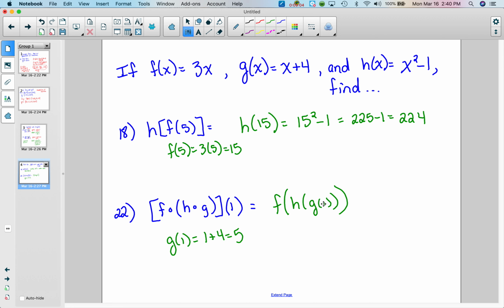So now that you've got this, you know this is 5, then you go to the next function and you're going to evaluate h of 5. So we get 5 squared minus 1, I'm putting it in right here, and I get 24. And then you go to the outermost function and evaluate f of 24. So we get 3 times 24, since that's what the function tells me to do, and I get 72, and that is my actual answer.